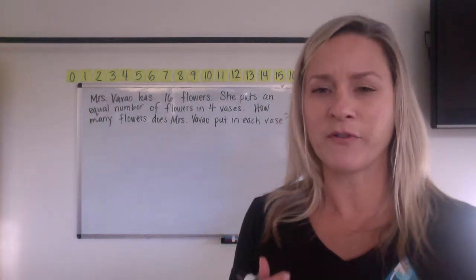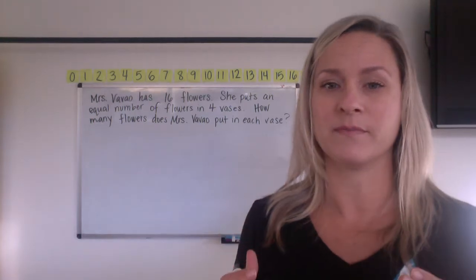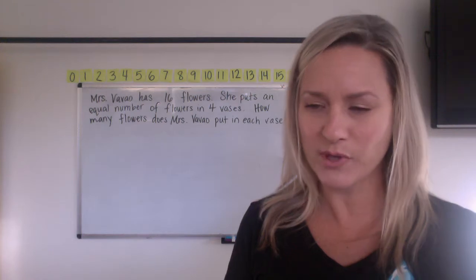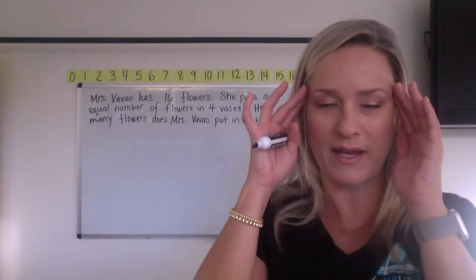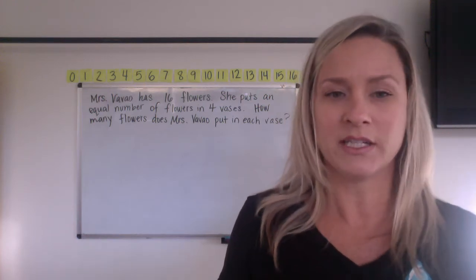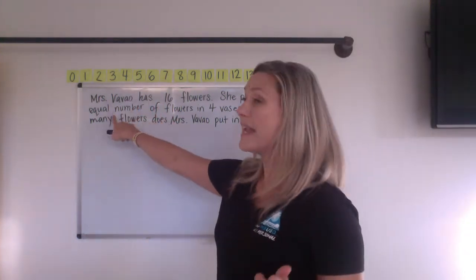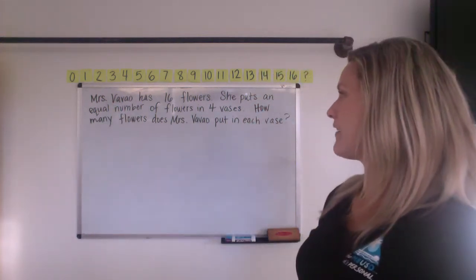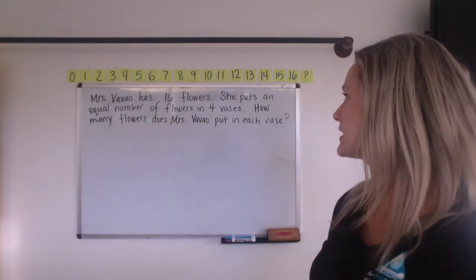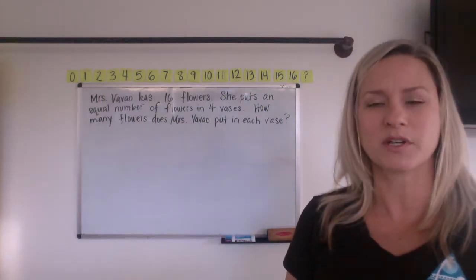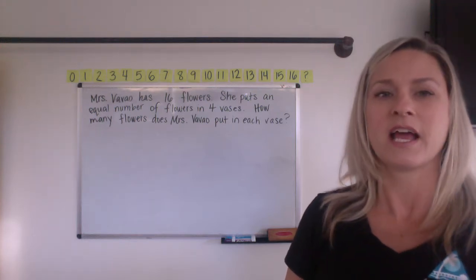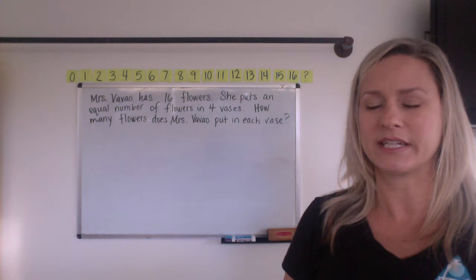Okay. So for me, I always read the problem more than one time. The first time I'm reading it, I'm reading the words and making sure I have all the words said correctly. And the second time, I'm really making sure that I have the picture in my head. So I want everyone to take a moment, pause, and make sure you have the picture in your head. All right, Mrs. Vival has 16 flowers. Okay, so I have 16 flowers in my mind. She puts an equal number of flowers in 4 vases. Okay, get the 4 vases. How many flowers does Mrs. Vival put in each vase?